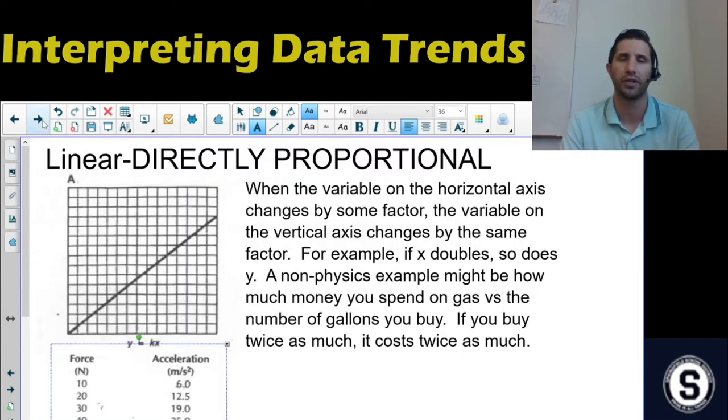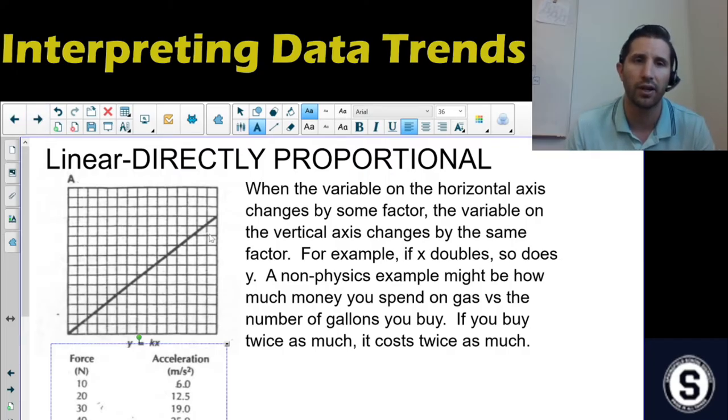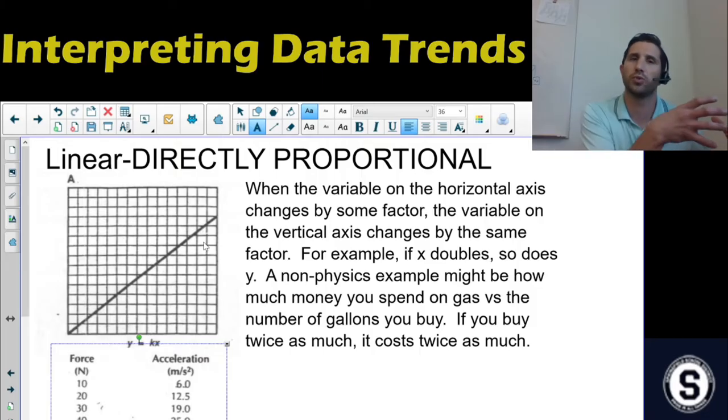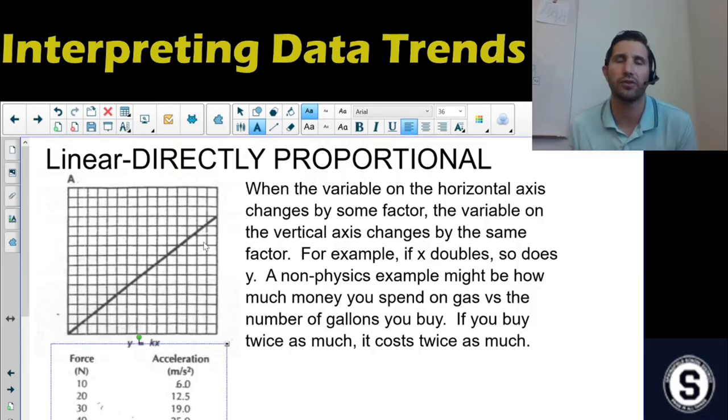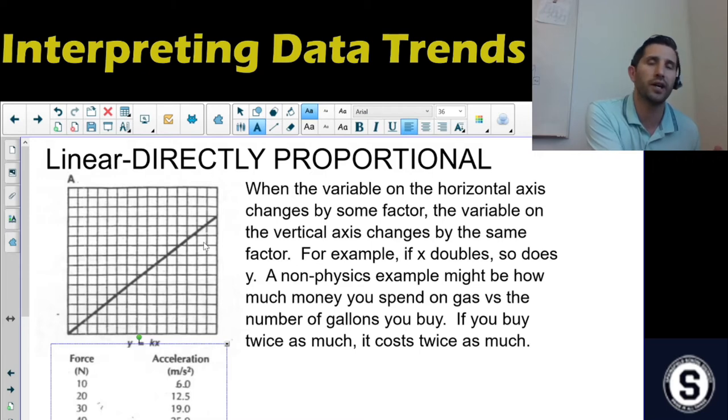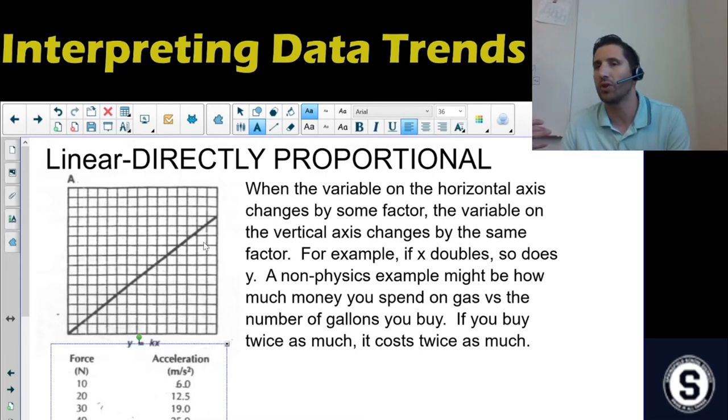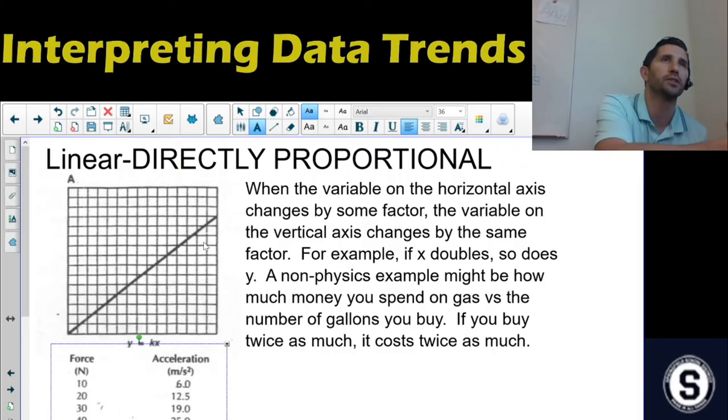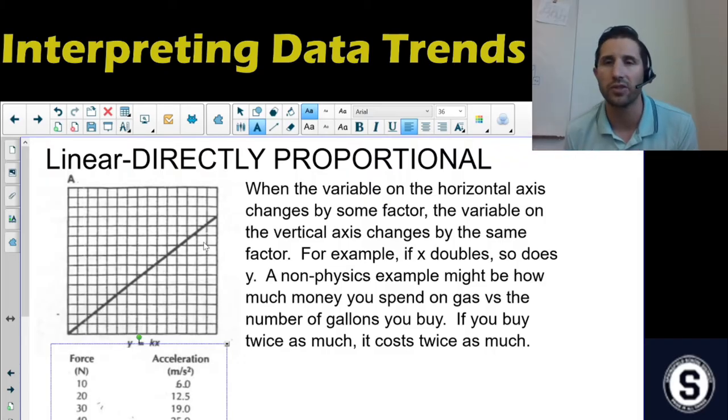So the first one is a linear relationship. Linear is known as directly proportional. If we graph the data, we get a straight line function that looks something like this. This happens when the variable on the horizontal axis changes by some factor, and then the variable on the vertical axis changes by the same factor. So you change one, the other changes by the same factor. If I double the variable on the x-axis, the variable on the y-axis also doubles. If I triple the variable on the x-axis, the variable on the y-axis also triples.